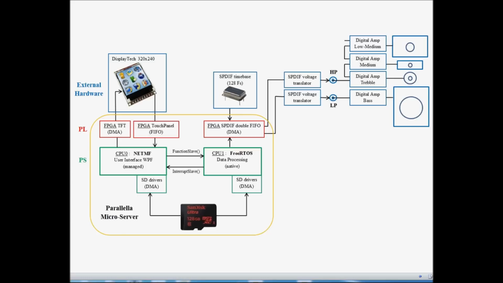This design is split in 3 parts, and each part is given to the best candidate to process it. First, the user interface part is done in managed code under the Microsoft .NET Micro Framework with its rich Windows Presentation Foundation. Secondly, the data processing part is done in native code under FreeRTOS. And third, all hardware-related interfaces are done with the FPGA.